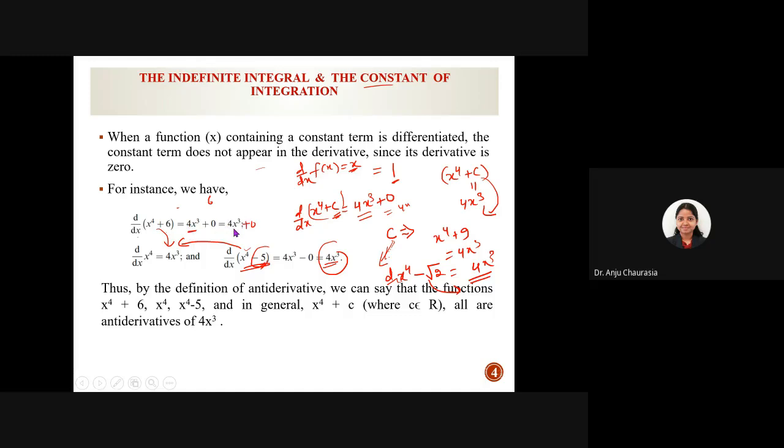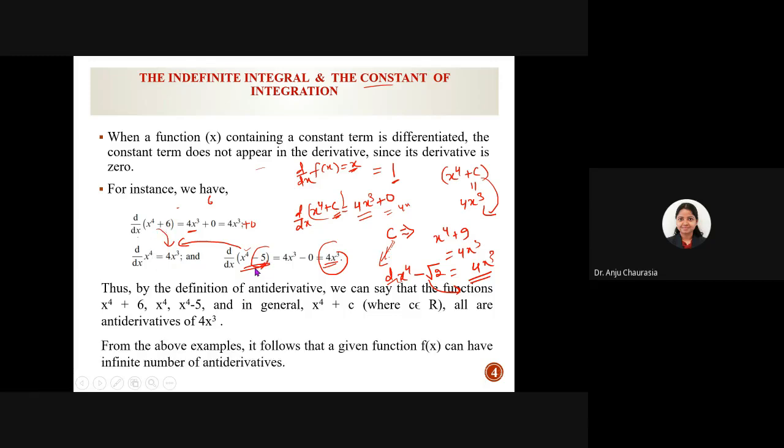So what will be the antiderivative of 4x cube? Can you say the antiderivative of 4x cube is x4 plus 6, or x4, or x4 minus 5? So many antiderivatives you can find if you know the definition of antiderivative. That's why we can say the antiderivative of 4x cube is equal to x4 plus c. C can be any constant, can be 6, can be 0, can be minus 5. I hope you are clear here.